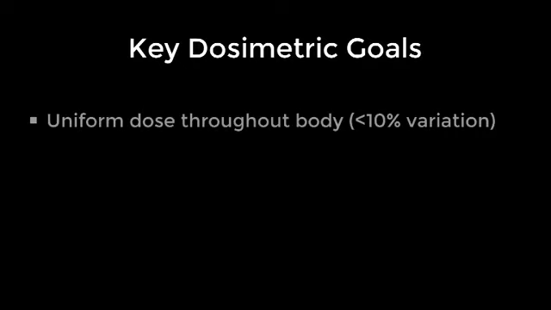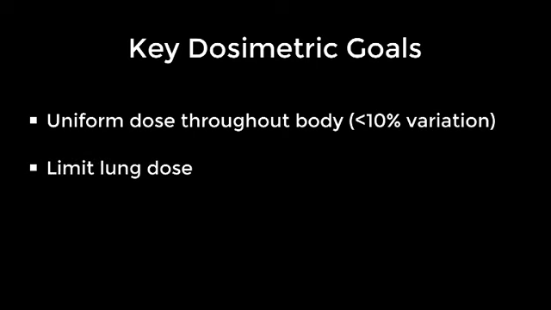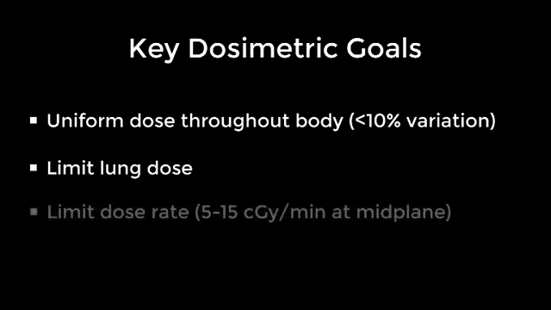So let's go over some of the key goals that we have in terms of the dosimetry of total body irradiation. Number one, you should have an even dose throughout the body, because you're irradiating the patient's entire bone marrow system. The variation should be less than 10% according to the protocols. You will need to limit the lung dose in some cases to avoid toxicities. And you'll need to limit the dose rates. And here are the typical rates that are called for. And that's, again, because of the biological effects that happen at higher dose rates.